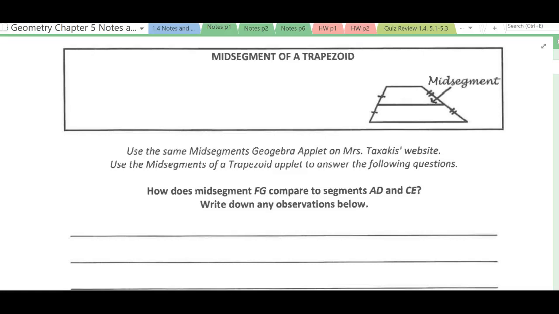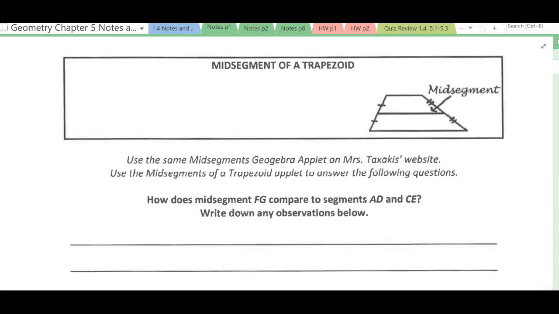Alright, in our last video we talked about mid-segments of a triangle, and since a triangle had three sides, we could find the midpoint of each side of the triangle and then connect them to form three mid-segments. Now for mid-segment of a trapezoid, we're only going to have one mid-segment.